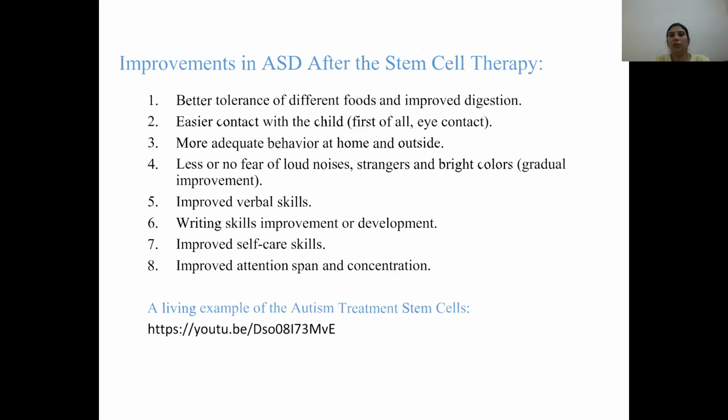Improvement in ASD after the stem cell therapy: better tolerance of different foods and improved digestion, easier contact with the child. First of all, eye contact, more adequate behavior at home and outside, less or no fear of loud noises, strangers and bright colors, gradual improvement, improved verbal skills, writing skill improvement or development, improved self-care skills, improved attention span and concentration.